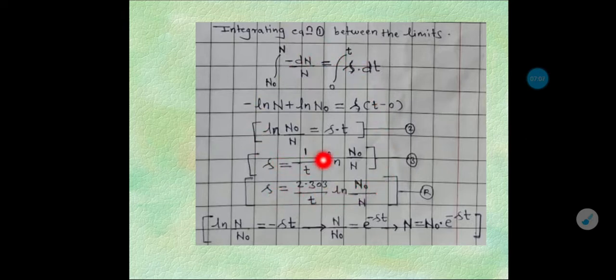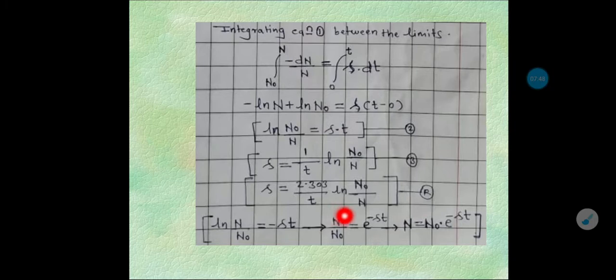From this derivation we can also derive the exponential form of the rate equation. If we rewrite this equation in reverse form, ln N upon N0 is equal to minus lambda t. If we take the antilog on both sides, the antilog and ln cancel, so N upon N0 is equal to e raised to minus lambda t.